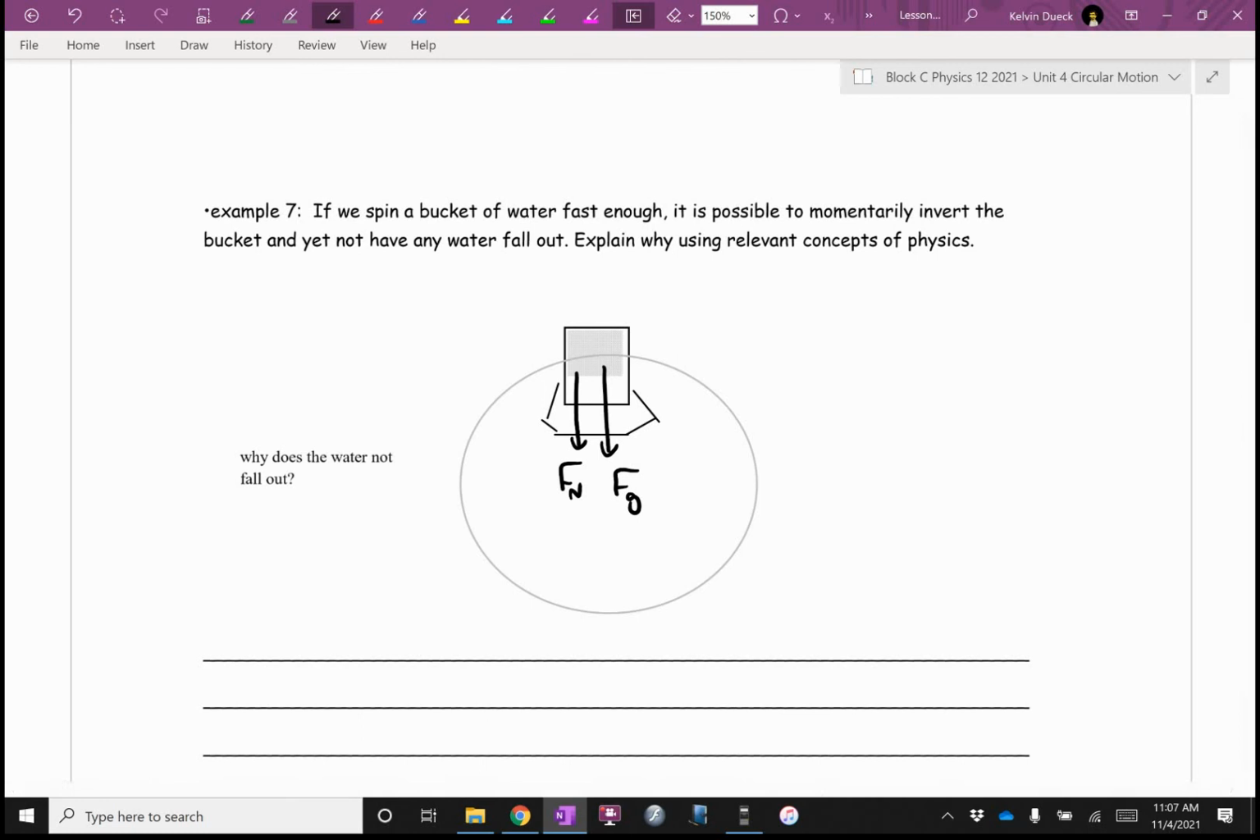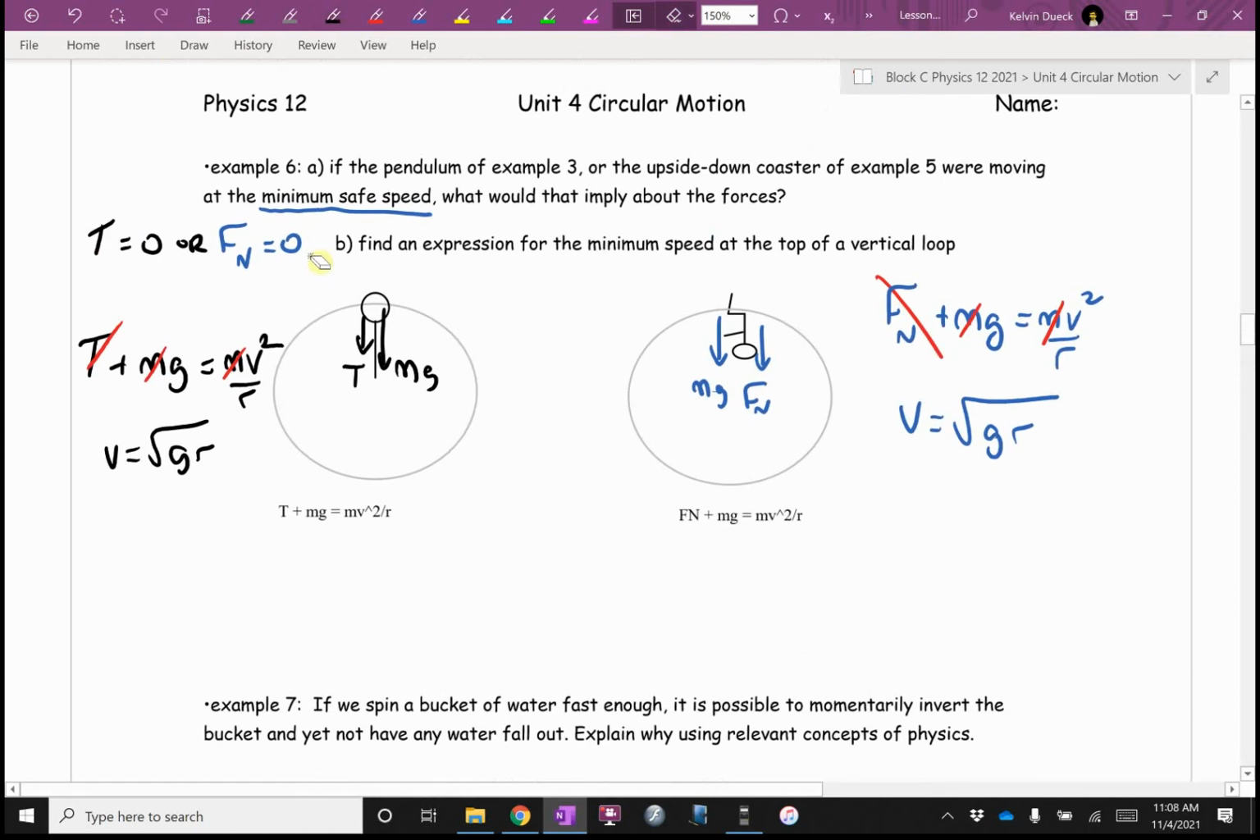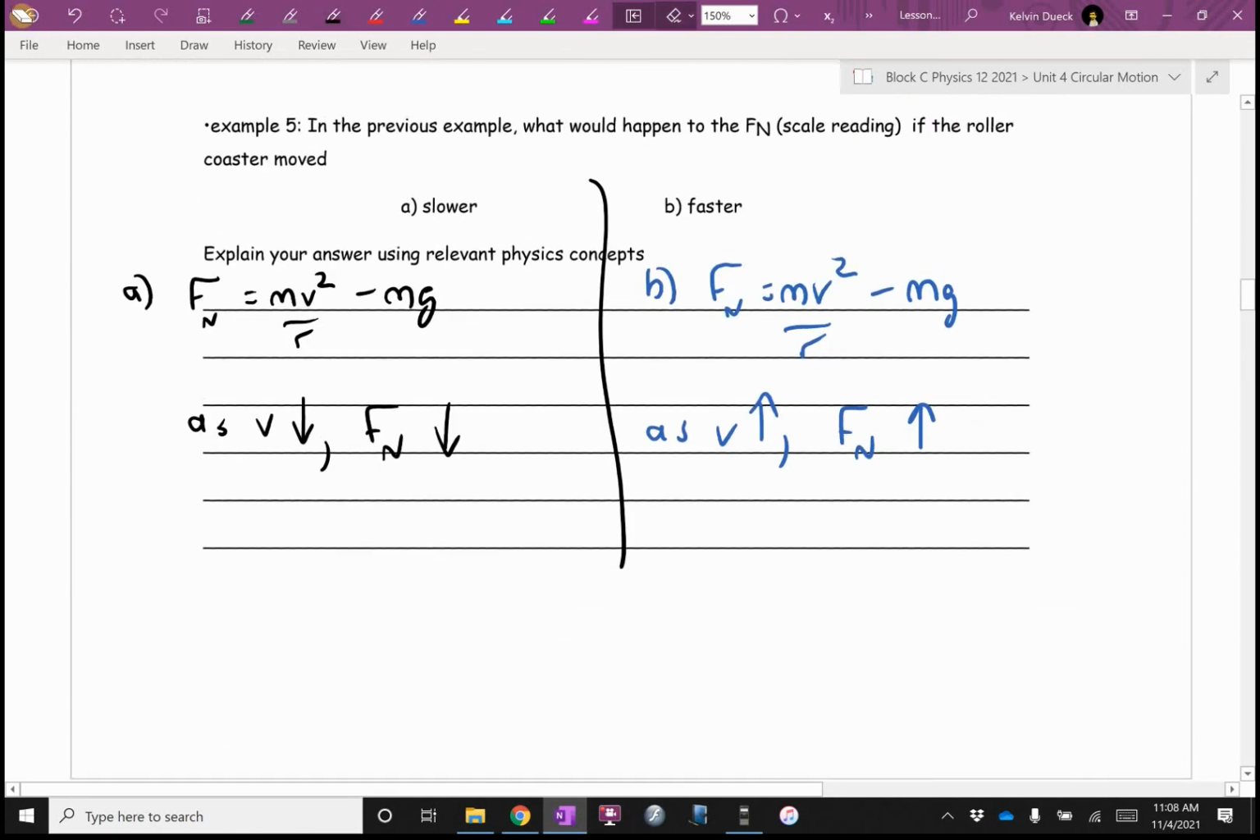I don't know why I wrote Fg this time, but yeah, which is going to be mg in my next line. As long as there is a normal force, in other words, as long as the water feels like it has weight, it won't come pouring out. Because we just said the minimum safe speed is when the normal force is 0. We said if the normal force is negative, if the speed is so slow that mg is larger, they'll fall. So that tipping point is right when Fn is 0.